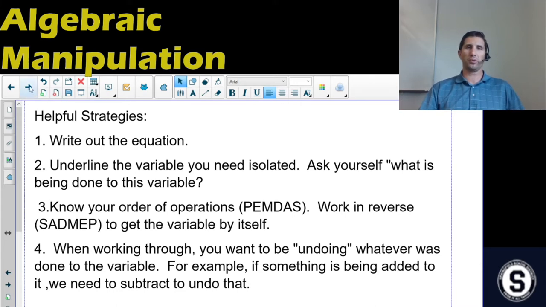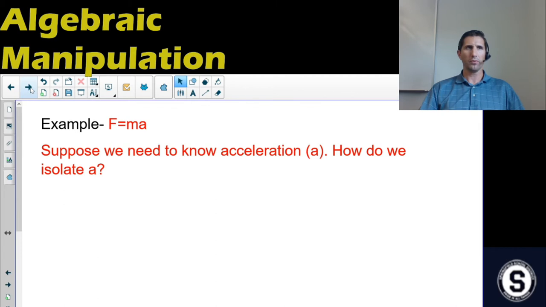So I'm going to go through a couple of examples here. The first one is F equals ma. Suppose we need to know the acceleration. How do we isolate the acceleration?